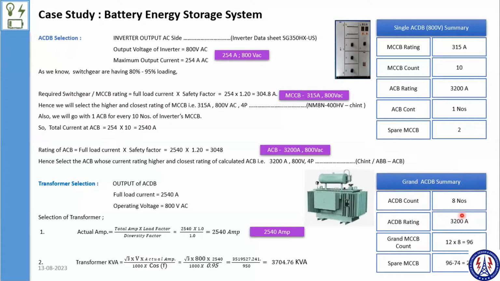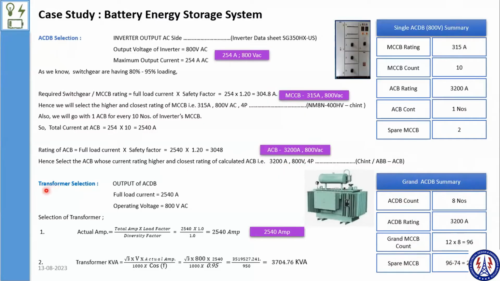ACDB rating individually 3200 amps. So the grand total count of MCCB is 96 in total, 12 into 8. Spare MCCB: 96 minus 74, 22 spares across the plant. Okay, this is the summary.